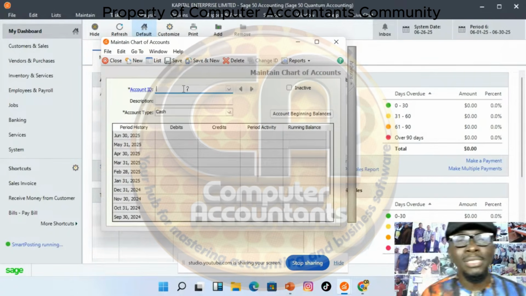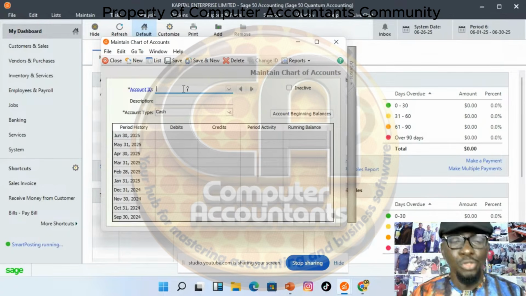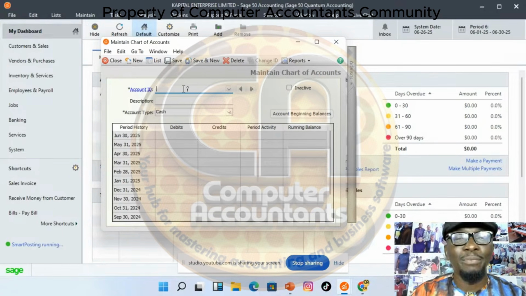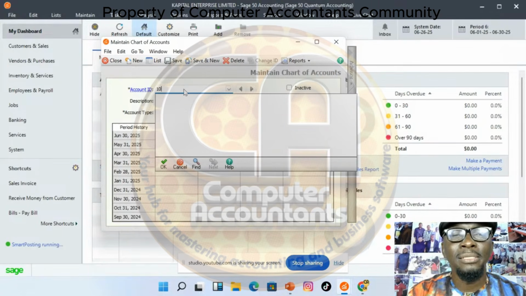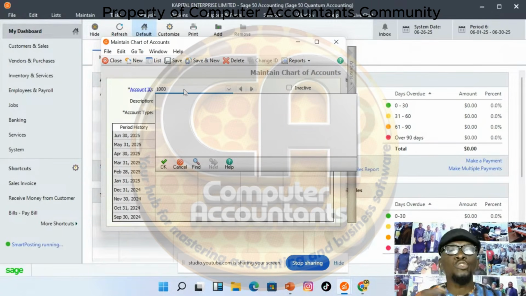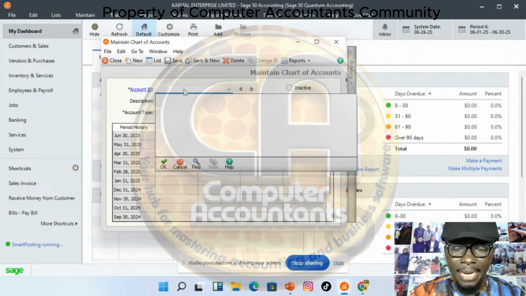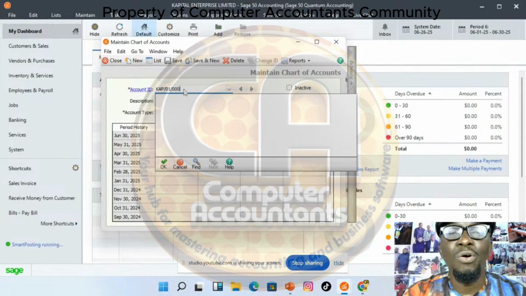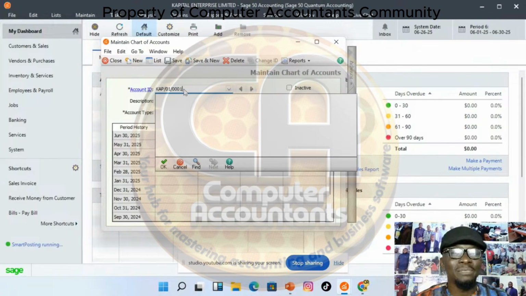Now, I'm going to start from 1000. So the first ledger on the list is cash, so I'll assign it 1000. Now, you can also be dynamic with this number. I can also say CAP slash, that is the name of the business I'm working on, CAP slash 01 slash 0001. It depends on the business. Businesses determine how the account ID should look.